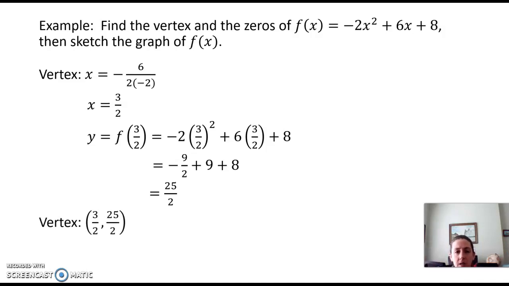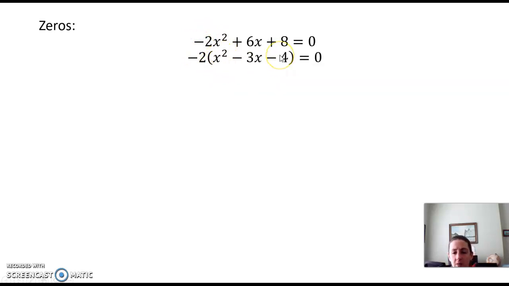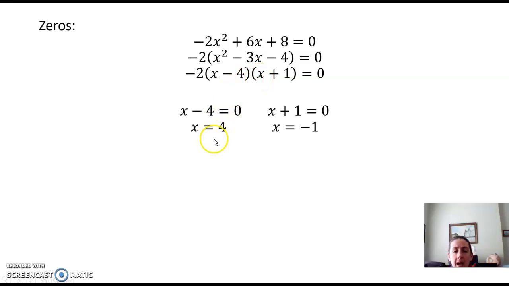25/2. Now we can find the zeros, and when we find the zeros, we'll set the function equal to 0. We will have to factor. I'll go ahead and factor out a -2, and then this will factor into your x minus 4 and your x plus 1. Set the factors that have a variable equal to 0, and my zeros are going to be 4 and -1. Well, these are the x values that make the function equal to 0.